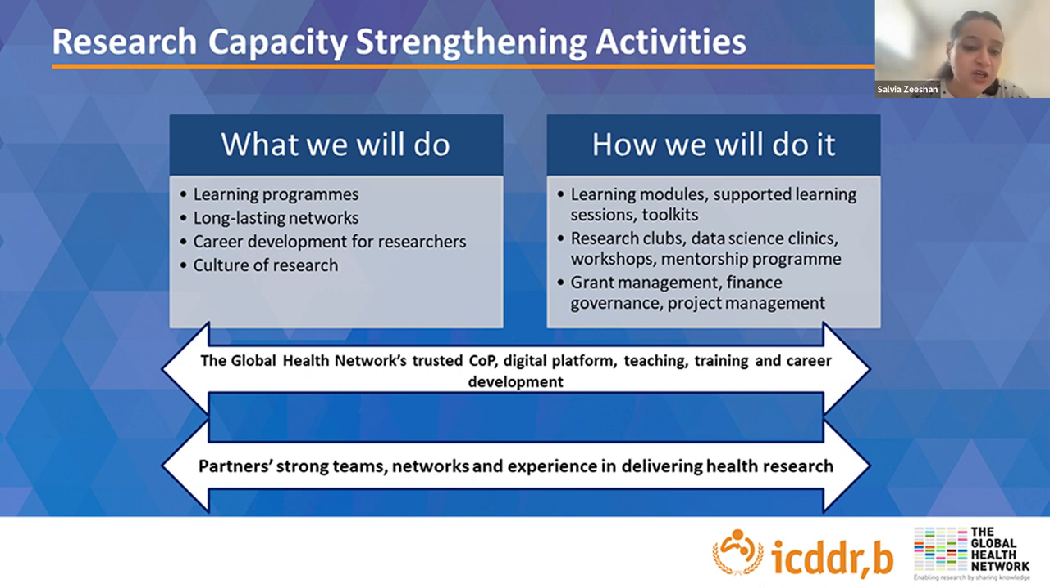And this will be achieved through implementing many different capacity strengthening activities like provision of learning modules, supported learning sessions, toolkits, developing research clubs, data science clinics, workshops, mentorship programs, as well as supporting grant management, finance, governance, and project management in the teams. This will be achieved through the Global Health Network's already existing trusted community of practice, digital platform, teaching, training, and career development resources. And we will be leveraging our partners, strong teams, networks, and experience in delivering health research.